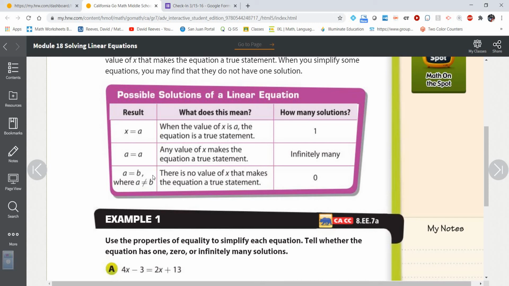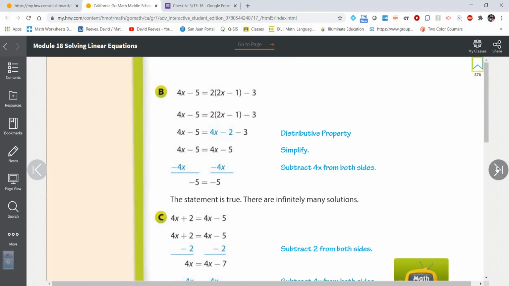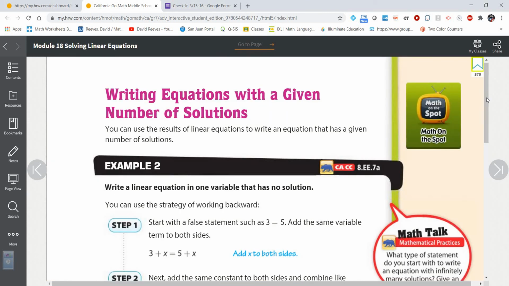And conversely, if you're going through that same process and you get a false statement like 4 equals 2 or 0 equals 7, or if the variables are the same but the constants are different like we saw, then that has no solution. There's no way to make those equivalent. So that is how you can recognize those problems.